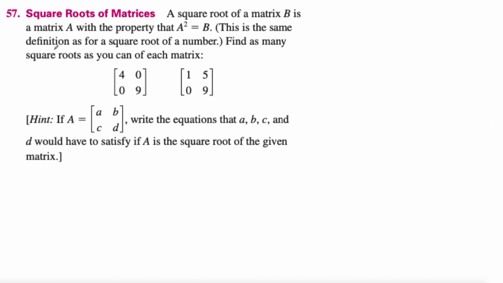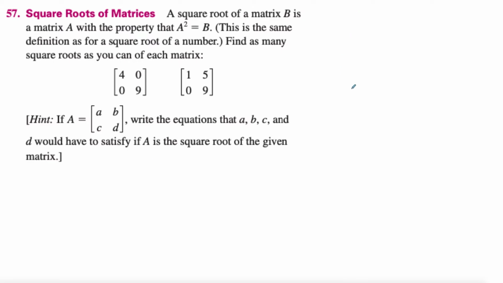Let's look at number 57. In this case, we are trying to find the square root of the matrix, and we don't know how to do it except to just multiply at this point. So we're going to assume that the particular matrix which we do not know is [A, B; C, D]. When I square that, it should be equal to this one. Hence, we should be able to figure out the square root of this matrix.